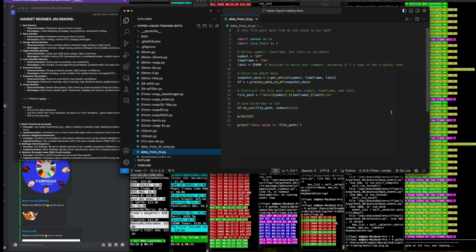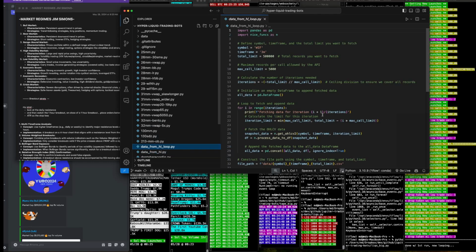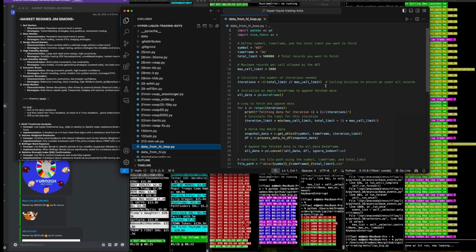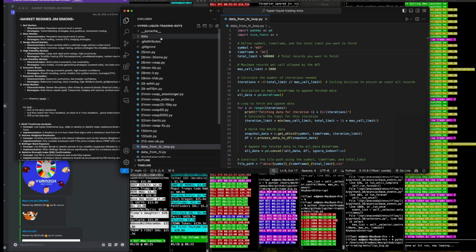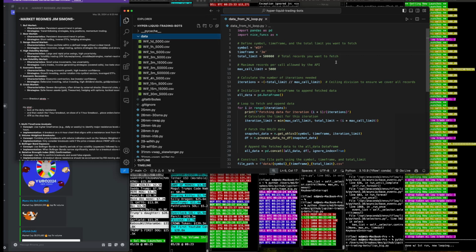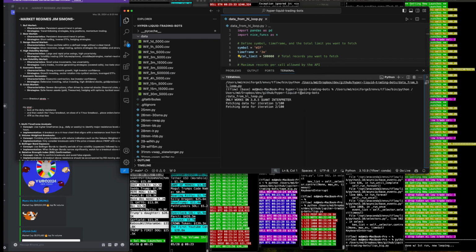This data from Hyperliquid is interesting. Let's see how much data we can get. I should put the data into the data file here, and I'm going to put it at 3 minutes. Let's go ahead and run it. It's going to take a while. Fetching data, okay. So it's going to fetch data here.